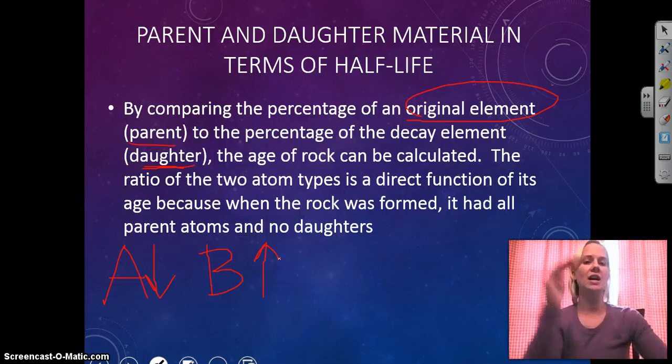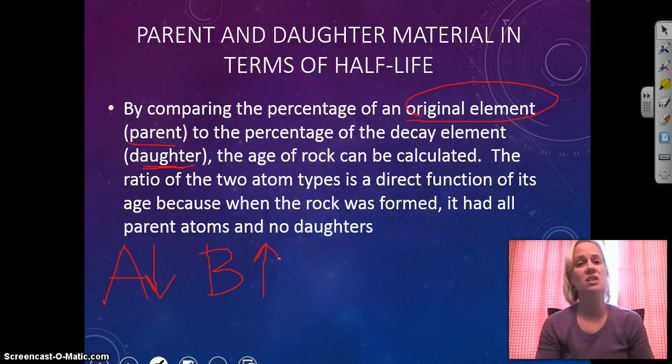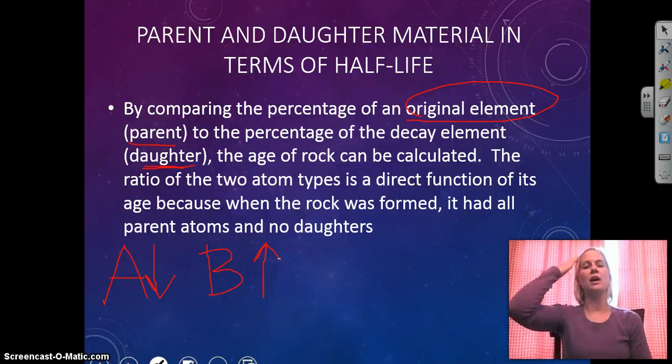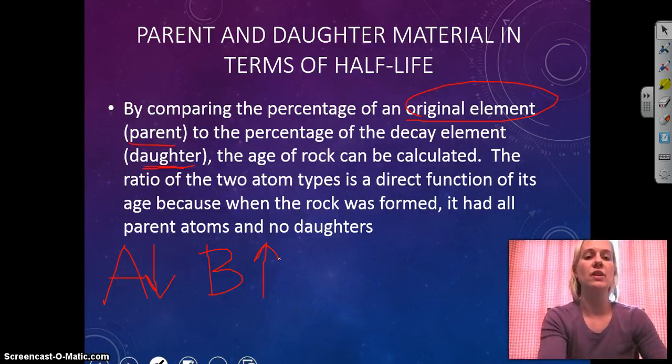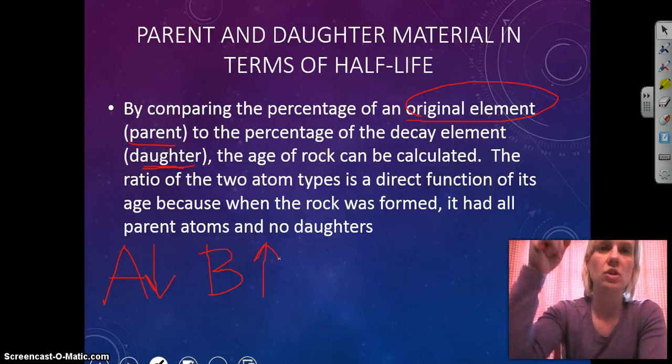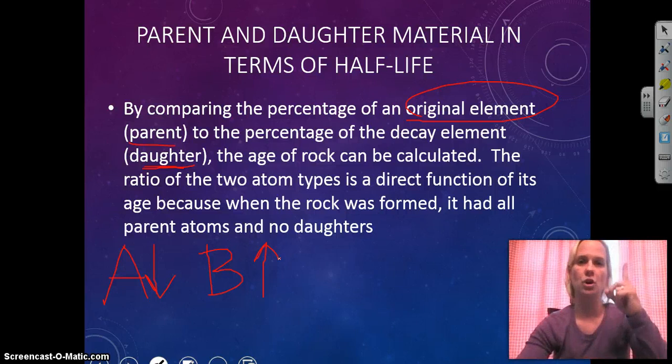And as elements start to break down, and we'll get to this in chemistry, as we break elements down, we start to move throughout the periodic table. So we start to actually change that element. And this is where, as the parent element starts to decrease, the daughter will start to increase.